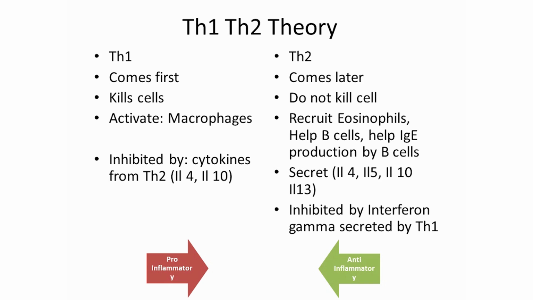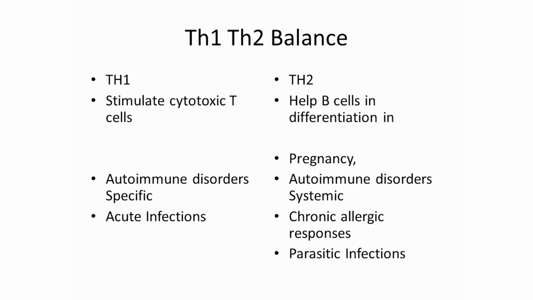That's why the Th2 part comes into play, and that part is the anti-inflammatory part. So what is the Th2 part? This comes later. They do not kill cells. They recruit the eosinophils, they help B cells, they help IgE, and they secrete these cytokines which are anti-inflammatory. So this balance is the crux of the whole thing. We all really need to understand this when we are speaking about immunity these days.